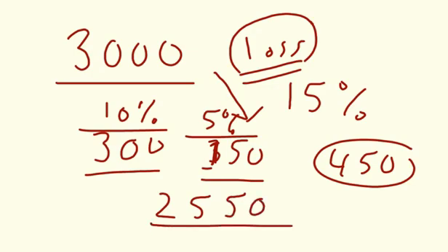Does that make sense? We work out 15% of 3,000, which is 450, and you minus that 450 from 3,000, and the new figure, when the car has lost value, is 2,550. Here, try this one.